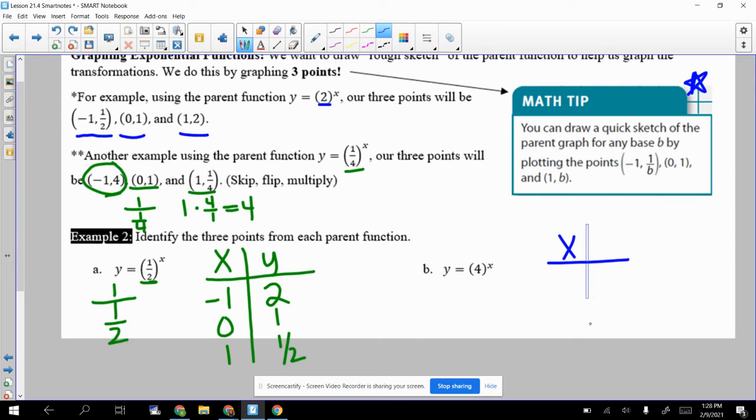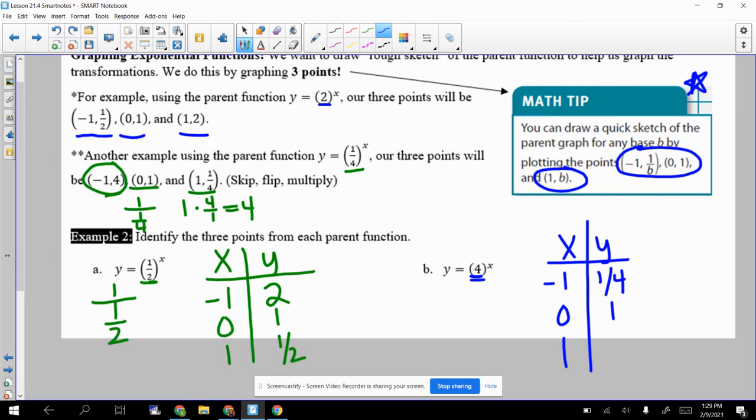You can make your table. And I would definitely write these down somewhere, that those are where we're getting the 3 points. And then you have -1, 0, 1. The first one is 1 over b, so 1 over our b value is 4, so 1 over 4. Next one is 1, and then your b value, so just 4.